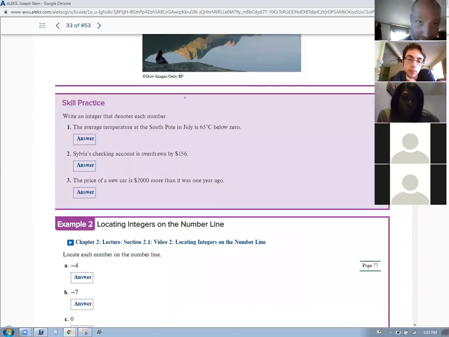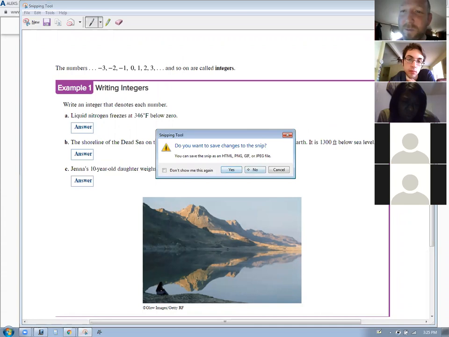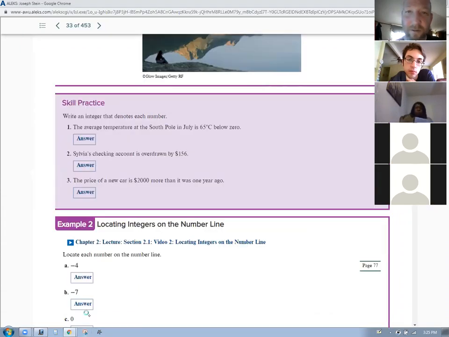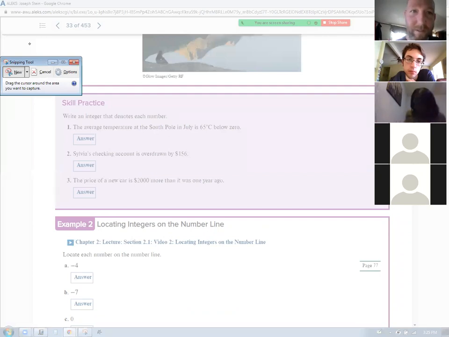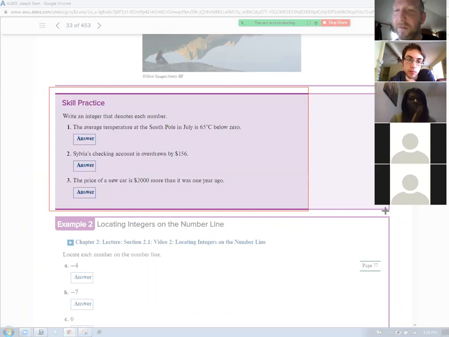Skill practice. Okay, let's do a screenshot. The snipping tool is useful, but it's kind of slow. But we'll make do with it. All right, we want a rectangular snip.